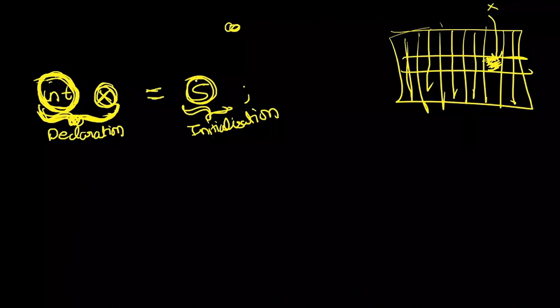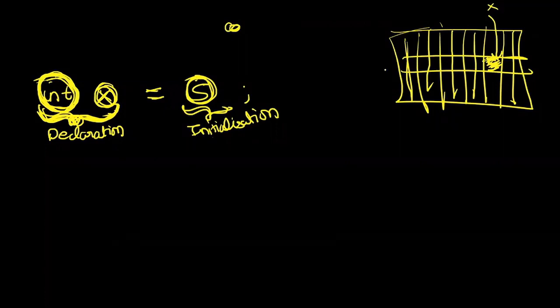And in initialization, we are assigning the value to that particular space for the first time. So we are giving the value 5 to the variable X for the first time. That is initialization. So what is declaration, guys?